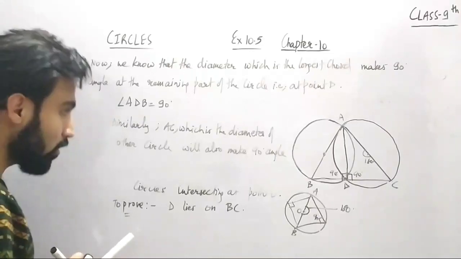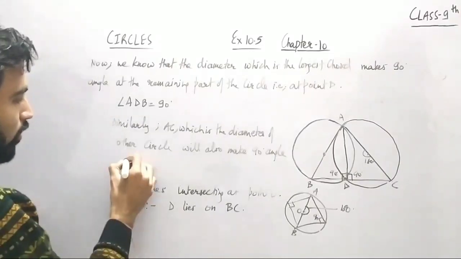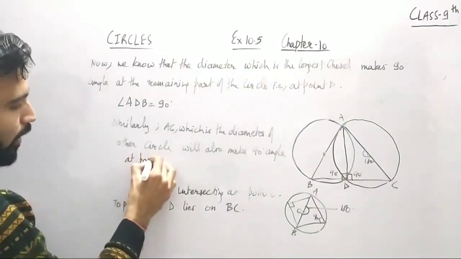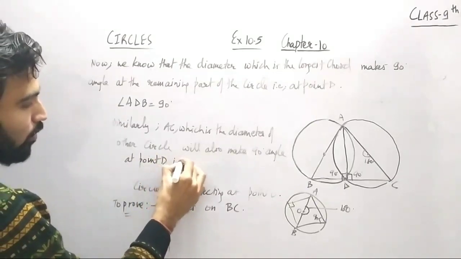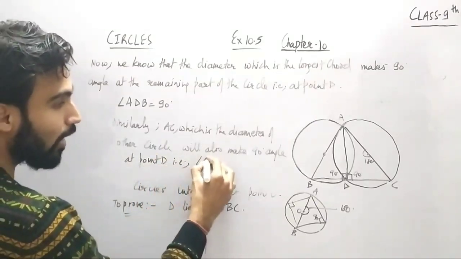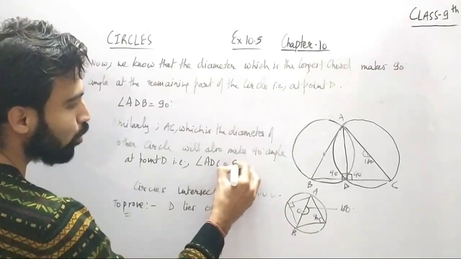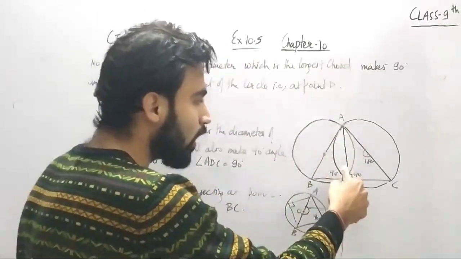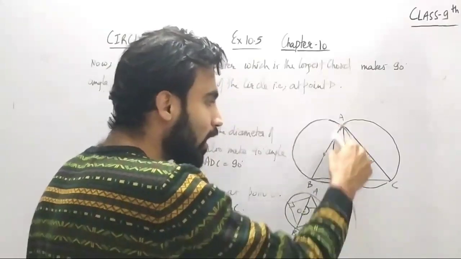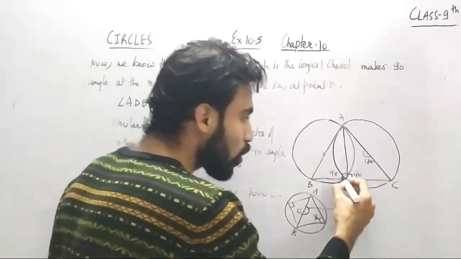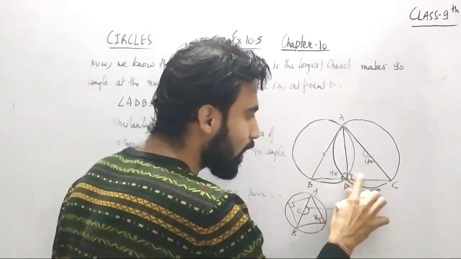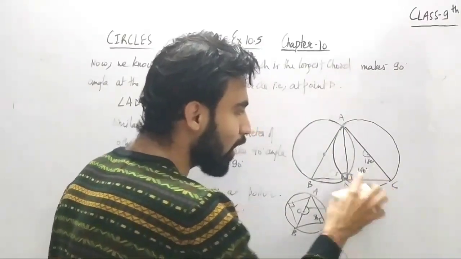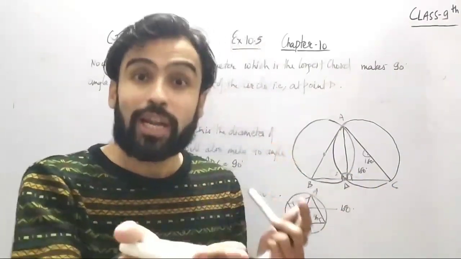Let me just change the marker at point D, right? So you can see angle ADC will also be 90 degrees, right? So you can see now ADB is also 90 degrees, ADC is also 90 degrees. So what is the total angle? It is 180. Getting my point? So we know that 180 degrees is the angle of a straight line, right?